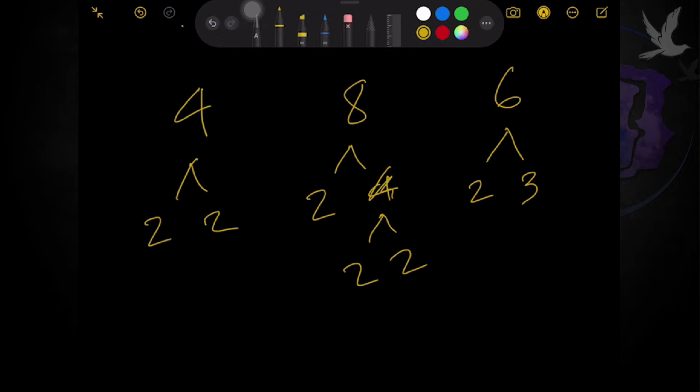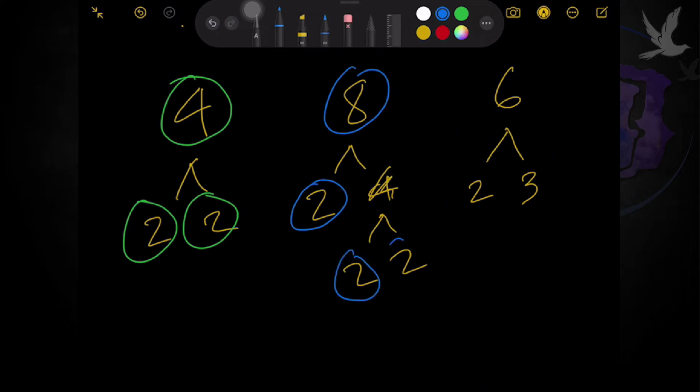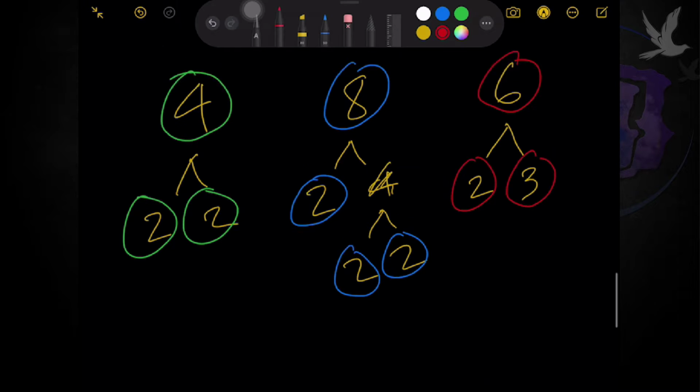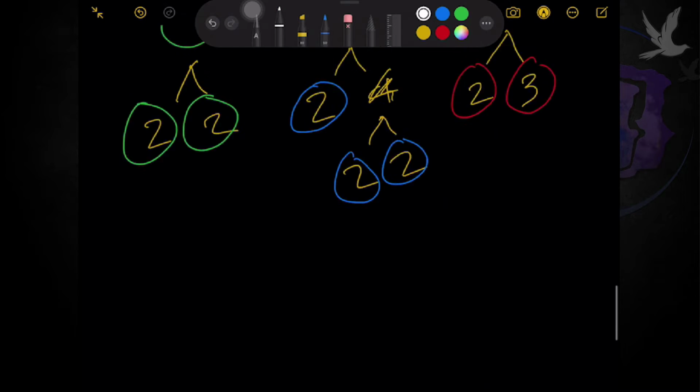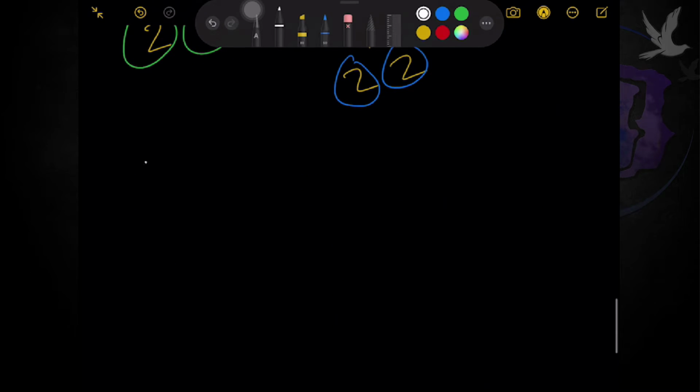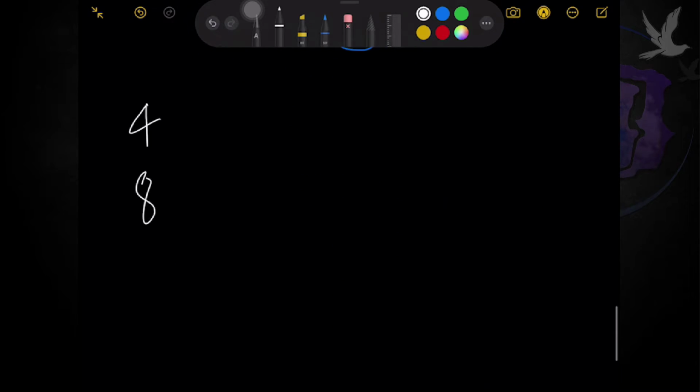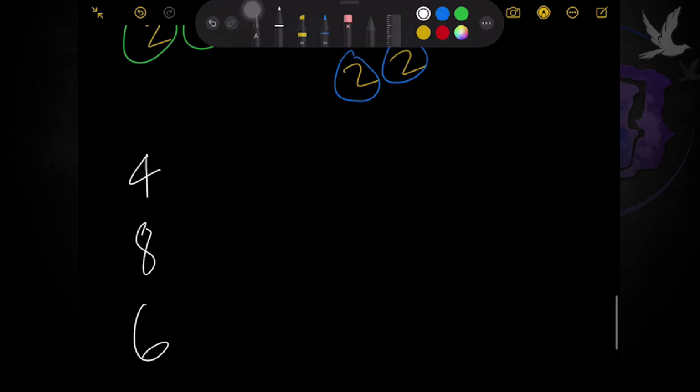Okay. So, if you notice, we just take the roots of each number. We have 2 and 2. For 8, you have 2, 2, and 2. And for 6, you have 2 and 3. Now, since there are 3 numbers, you cannot express them as a fraction, although it's possible, but that will give us a different meaning. Okay. So, 4, 8, and 6. We can just write their factors.